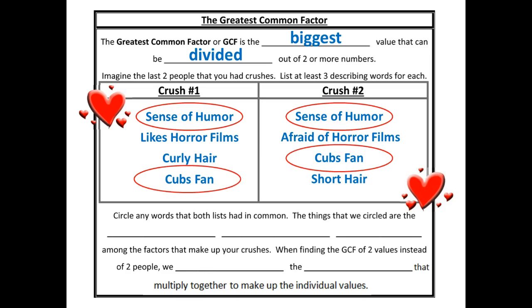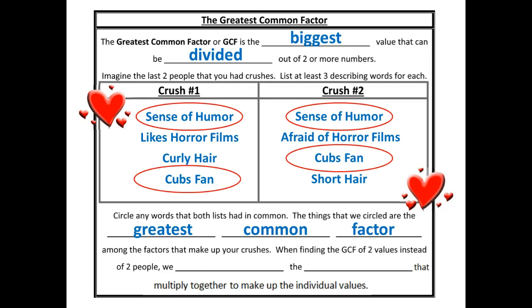If I look for the common factors and combine them, so someone with a sense of humor and is a Cubs fan, that would be the greatest common factor of both my crushes. So in this case, it would be what I would call my type. So once you've listed out your crush's factors, circle any words that were in both lists. These things are the greatest common factor among the factors that make up your crushes.